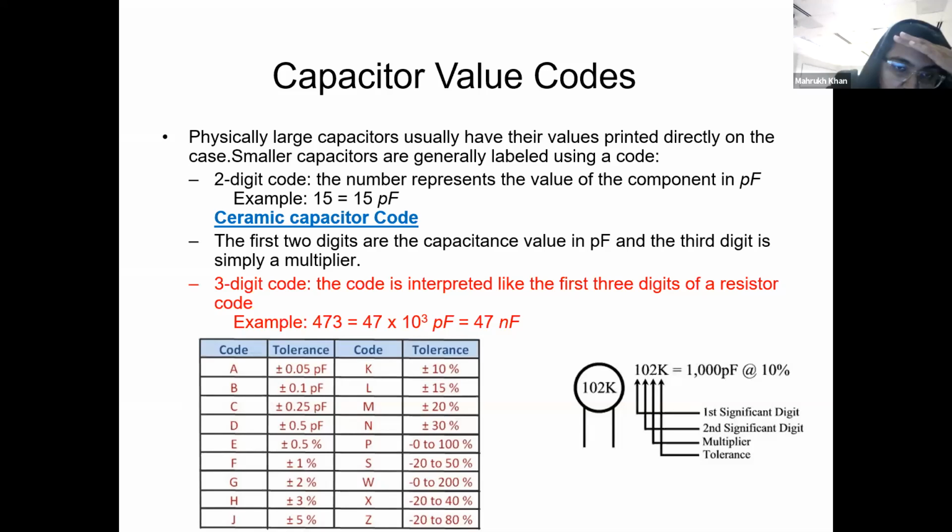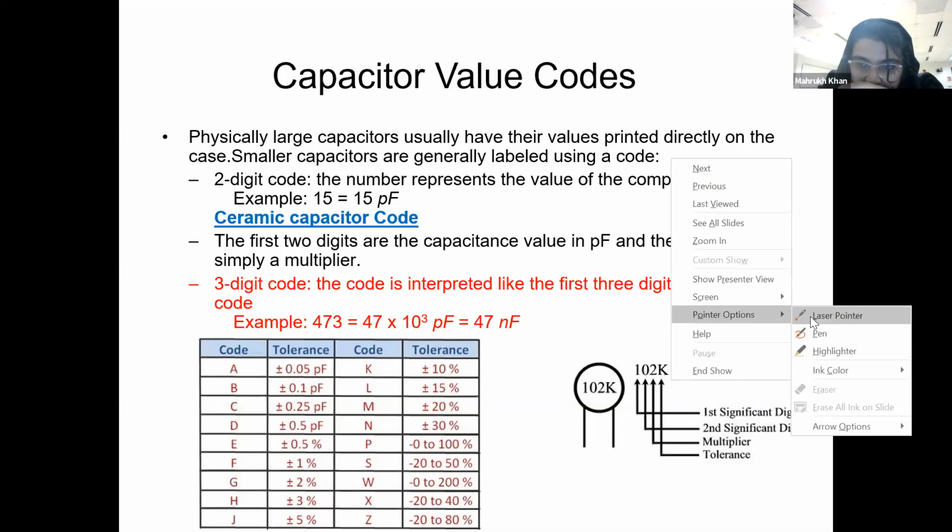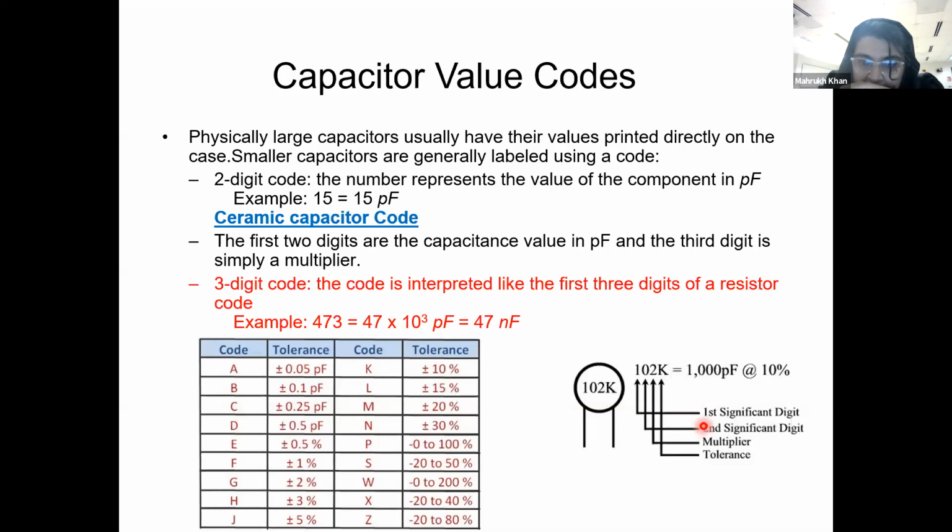Okay. So the coding of the capacitor, we are talking about a 3-digit code. The first two digits represent the value, and the third digit is the multiplier. The default unit is picofarad. So here, 473 means 47 times 10 raised to the power 3 picofarad. Similarly here it is written as 102K, which means 102 is the value and K is the tolerance.